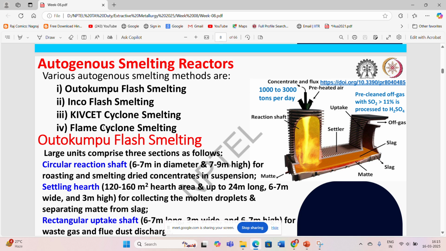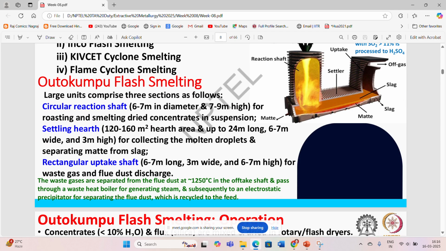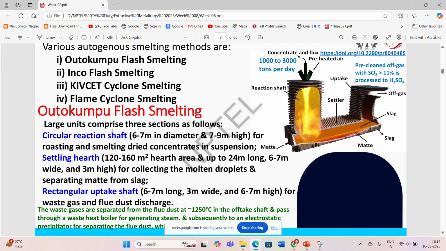Then Inco flash smelting, then Kipset cyclone smelting, then flame cyclone smelting process. So coming to the Outokumpu flash smelting process, the large unit comprises three sections. It is a continuous process for copper production. So we are talking about oxidation roasting, then smelting, then converting of the copper inside the same furnace.